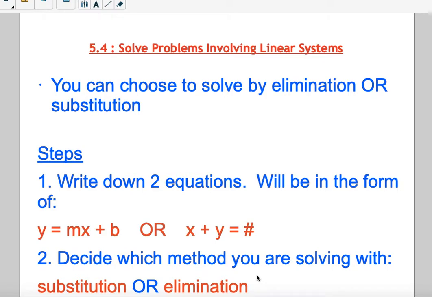Of solving all of our methods of solving linear systems. Now we're going to put it all together and look at problem solving. So word problems with linear systems. Just to review, the three types of solving systems that we discussed was graphing.